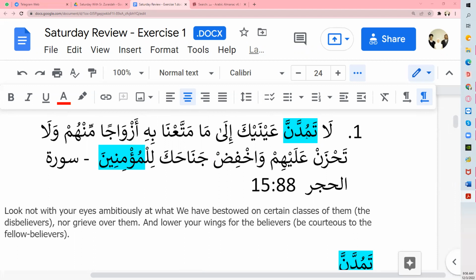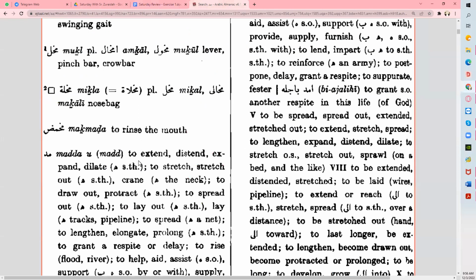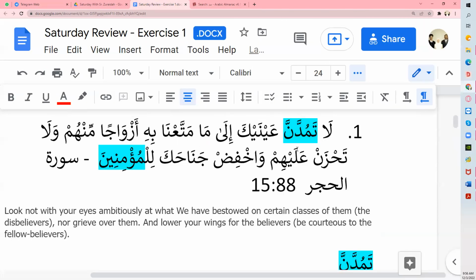Yeah, the word madda is actually to long. Remember, we saw just now: madda, to extend, to distend, meaning that in this case you're lengthening your vision to someone. It's like you're longing for something. So don't long at what we have given the non-believers, because the non-believers in this world look as if they have everything, right? So Allah is saying, you don't envy them, because this is just a while. What is for you is something permanent.